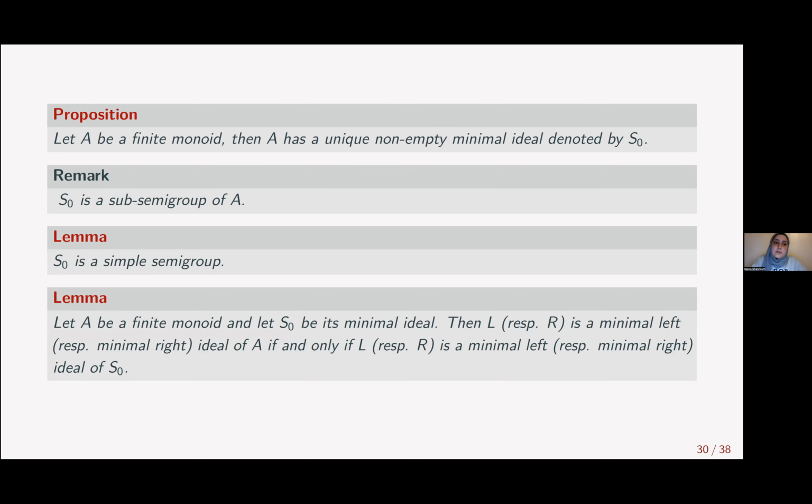A very important lemma is that if I have a finite monoid A and its minimal ideal S0, then the minimal left ideals of A and the minimal right ideals of A are the same as the minimal left ideals of S0 and the minimal right ideals of S0. So A and its minimal ideal S0 share the same minimal left and right ideals, which is going to be very important in our construction.